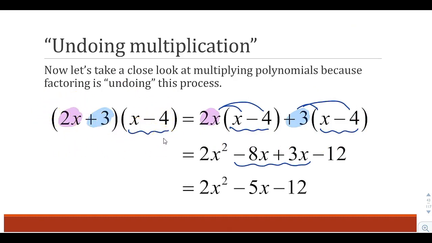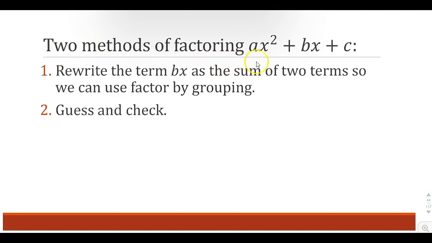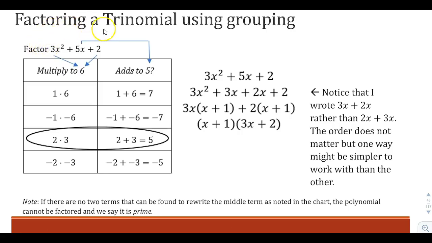That's the goal. There are 2 methods of factoring ax squared plus bx plus c. As discussed, we can rewrite the term bx, the middle term, as the sum of 2 terms, so we can use factor by grouping. And the other method is the guess and check method, which is definitely quicker, but we're going to start with the more formal process of using this first technique. Let's walk through an example of factoring a trinomial using grouping.